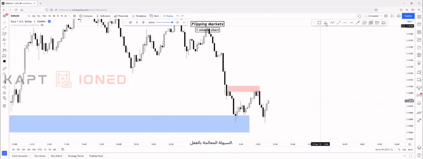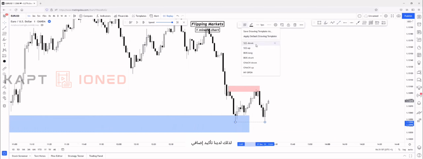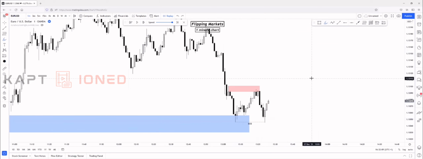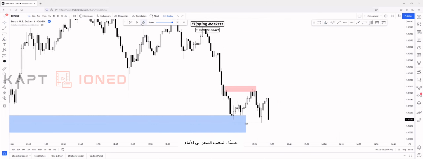Actually, it created liquidity, as you can see. We have this liquidity line here, perfect equal bottoms. So we have an extra confirmation. We are just waiting for these equal lows to be swept. And after the sweep of the equal lows, we can expect the reversal point and the flip or change of character scenario. Okay, let's play price forward.